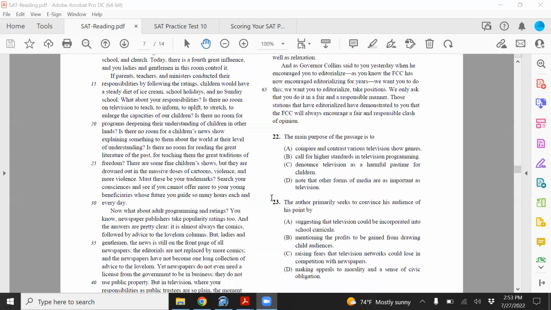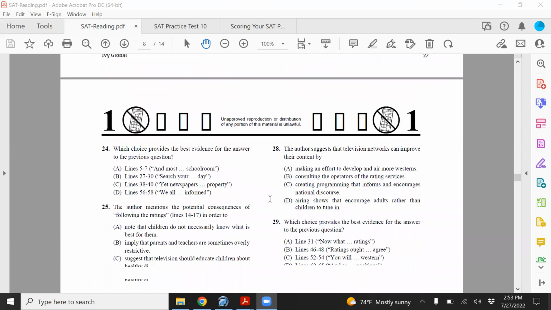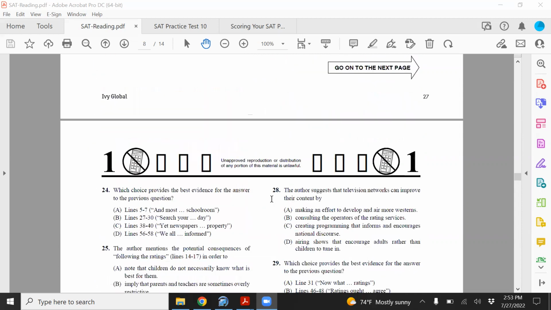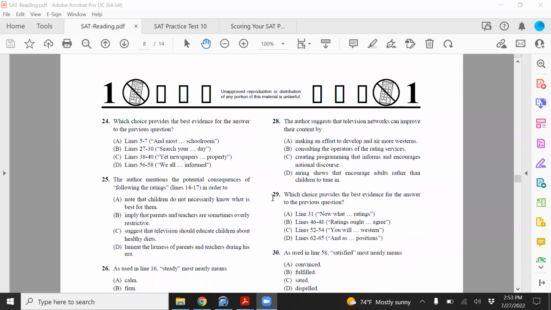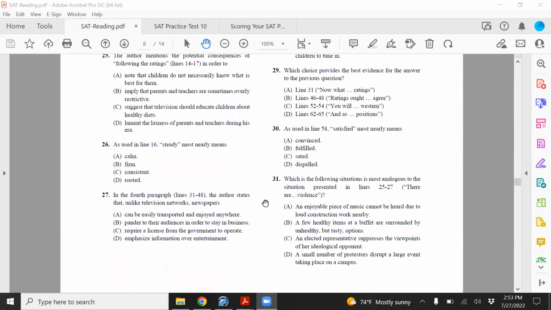But if we look at the questions, like the main purpose, I'd probably save that one for last, once I've read the whole thing. The author primarily seeks to convince his audience of his point by, yeah, we don't know, maybe rhetorical devices he's using. I don't know. So we'll come back to 23 at the end. But 24 does line up with 23, so we'll do those in tandem. But 25 is kind of a standalone question, as well as 26 and 27. And there's line references there, right?